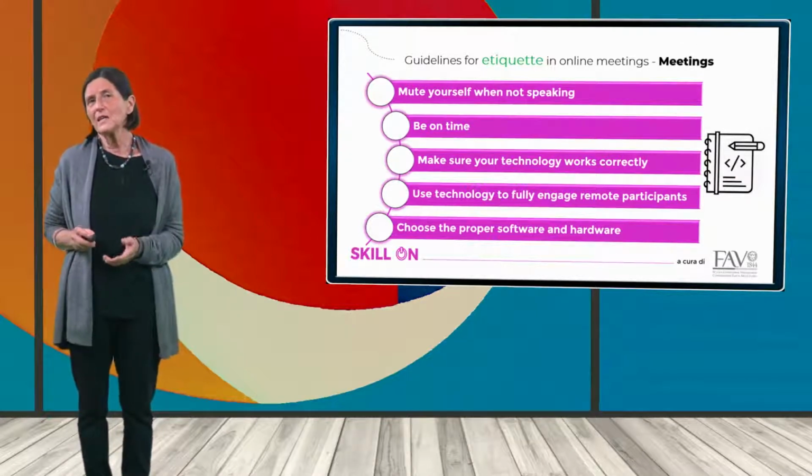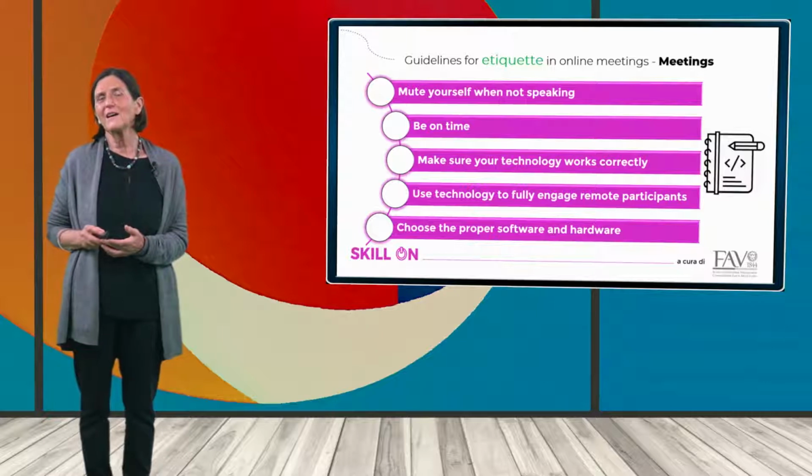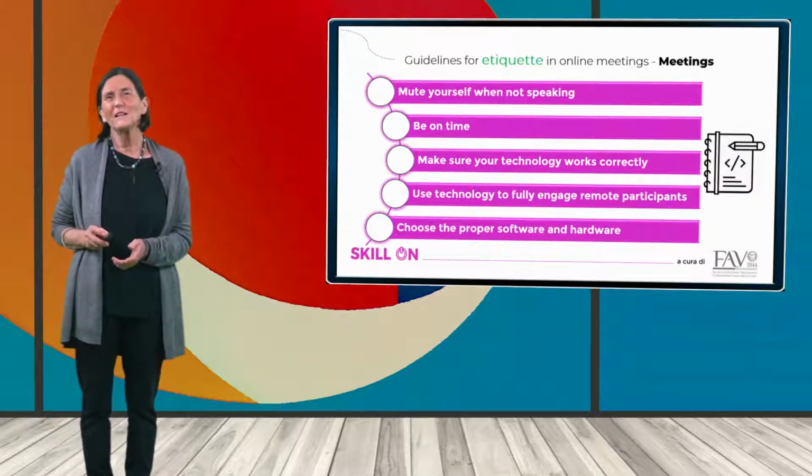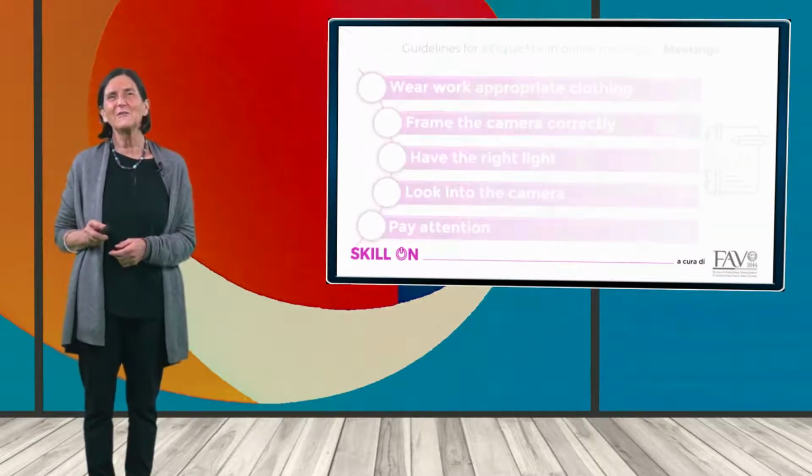The last point here, choosing the proper software and hardware, we can leave that to your ICT experts because they've got lots of experience on that line.